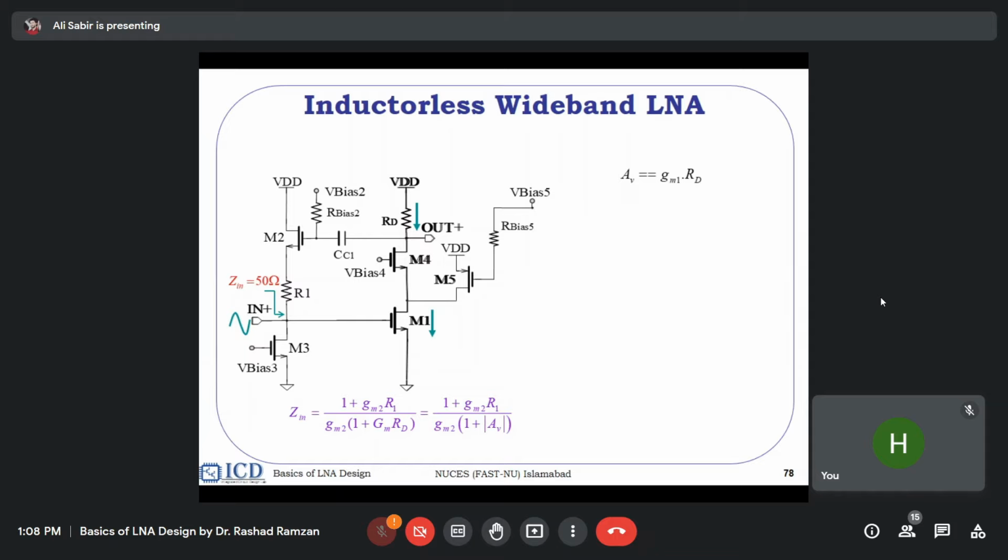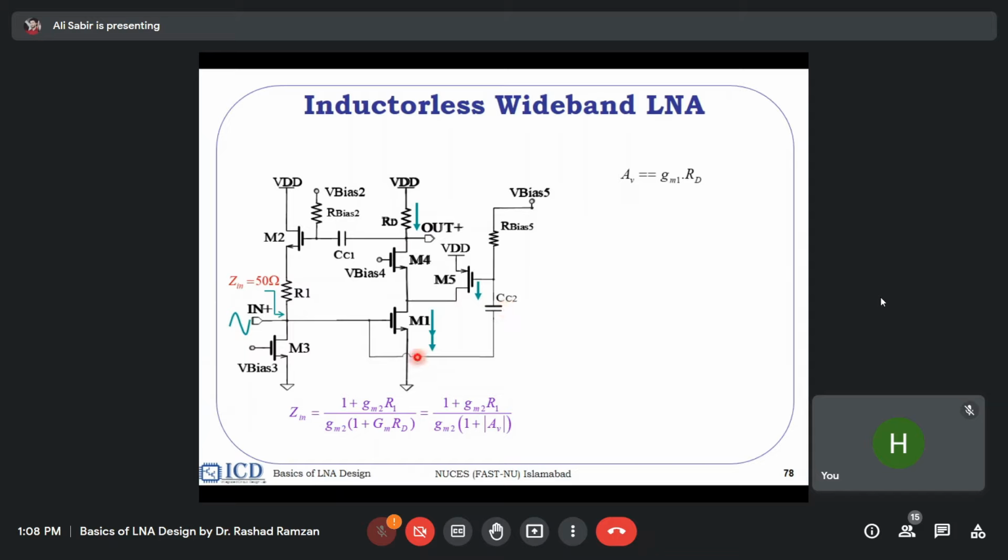Got the idea? Now if this M5 is burning power, where is this power being used? This is burning power, but this is DC, and it is not amplifying any signal. So why not use this M5 as an amplifier as well? You see here the current is coming from here, so the current passing through this one is the sum of these three currents.